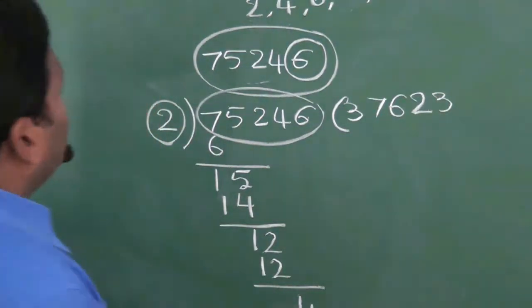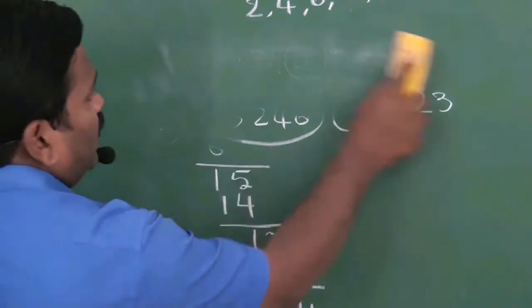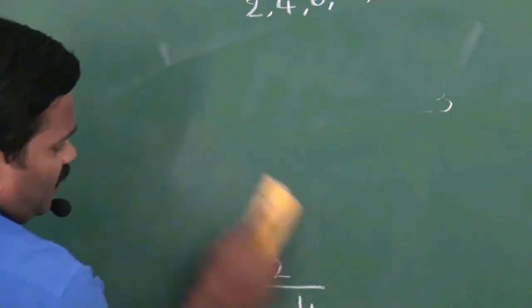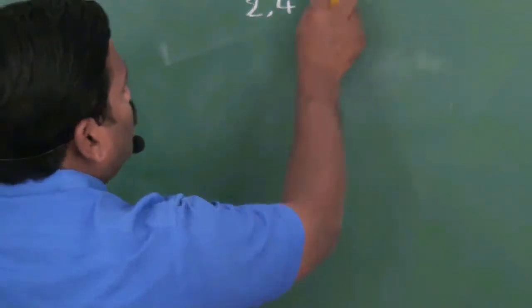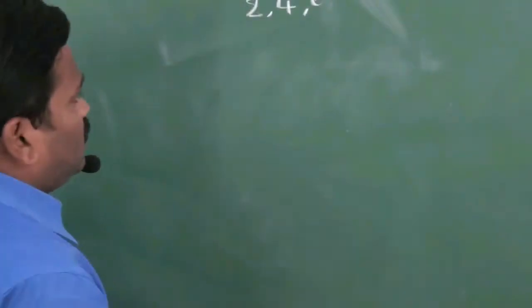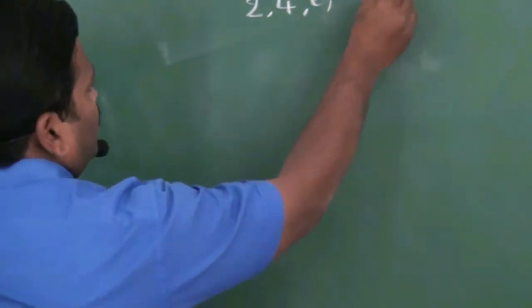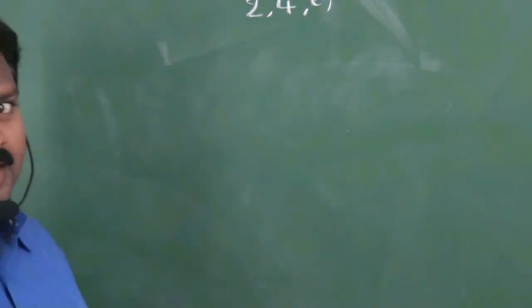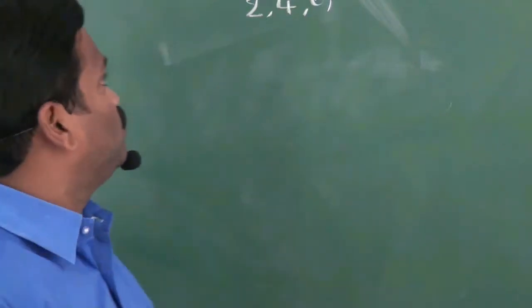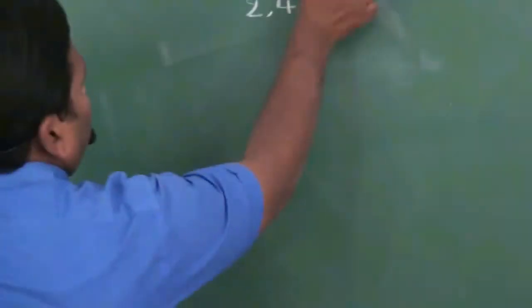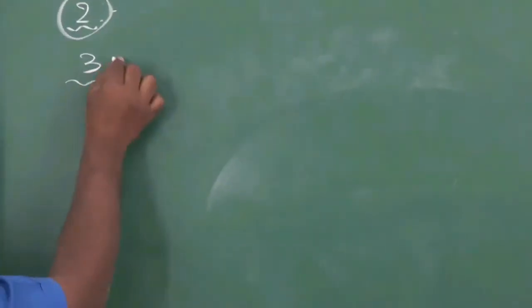Okay, what is the divisibility rule of 2? In a given number, if the unit digit is either 2, 4, 6, 8, 0, then the entire number is divisible by 2. Now let's move to 3. What is the divisibility rule of 3?